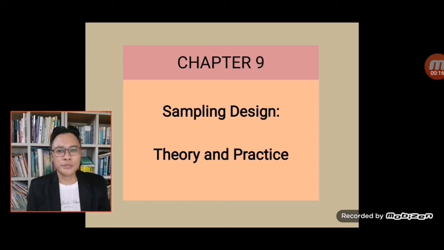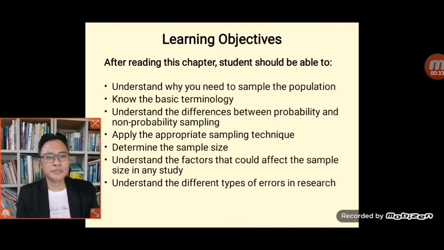Today, we are going to discuss a new topic, that is sampling design, theory and practice. After reading this chapter, you should be able to understand why you need to sample the population, know the basic terminology, understand the differences between probability and non-probability, apply the appropriate sampling technique, determine the sample size, understand the factors that could affect the sample size in any study, and understand the different types of errors in research.